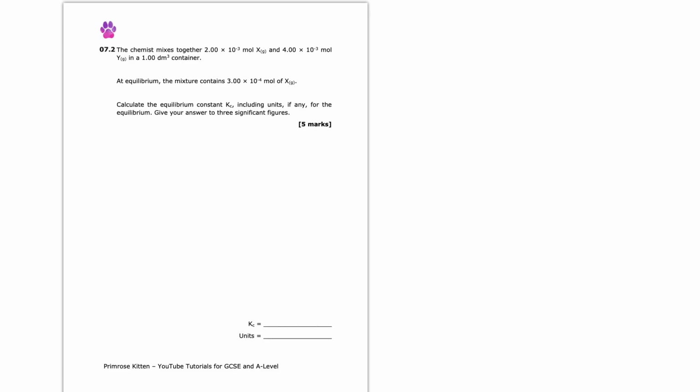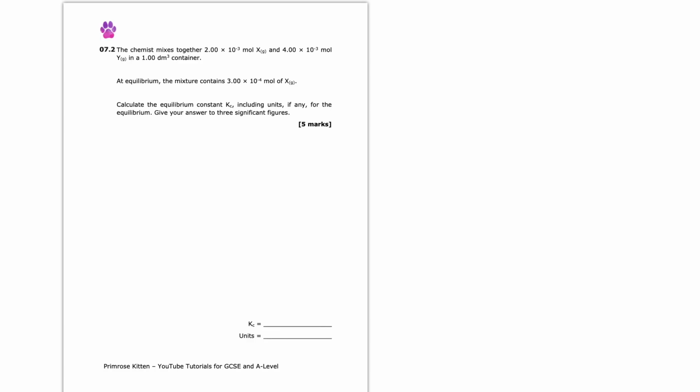10 to the minus 3 moles of Y in a 1 decimeter cubed container. At equilibrium, the mixture contains 3 times 10 to the minus 4 of X. So we can see that the amount of X has gone down. Now we're asked to calculate the equilibrium constant, Kc, including units, if any, for the equilibrium. And we want to give our answer to 3 significant figures.